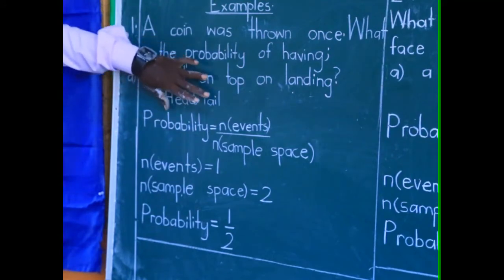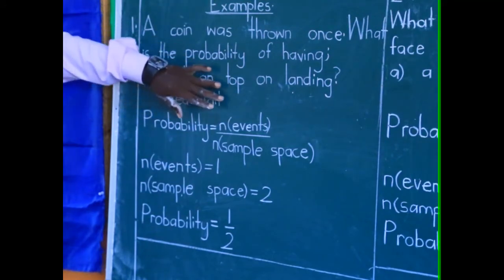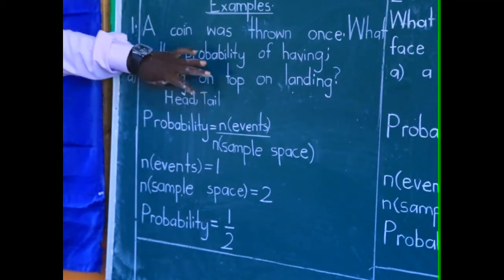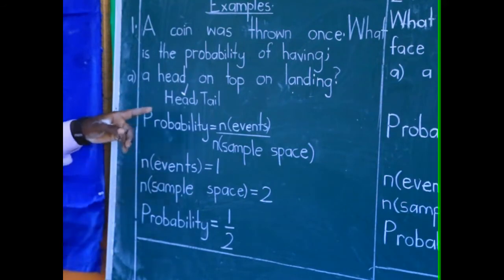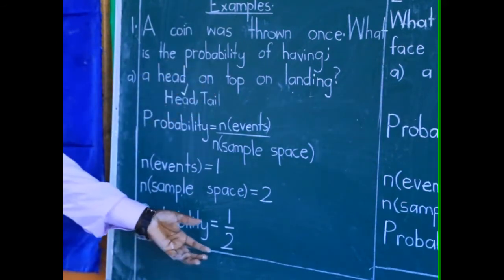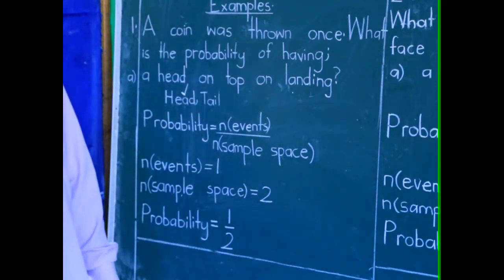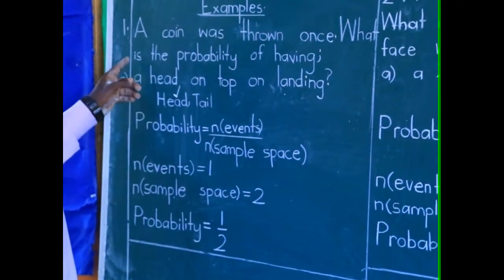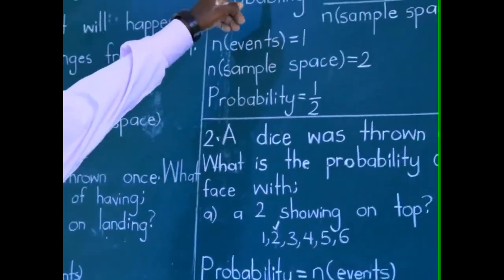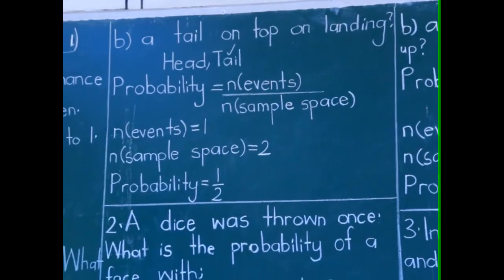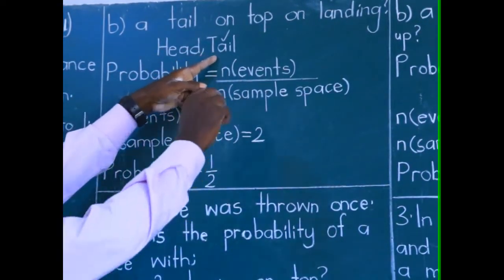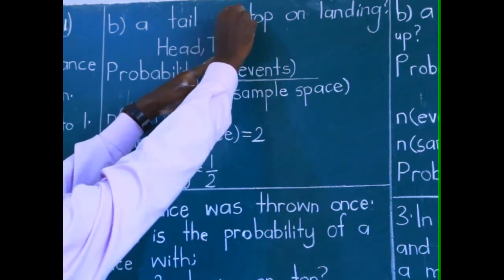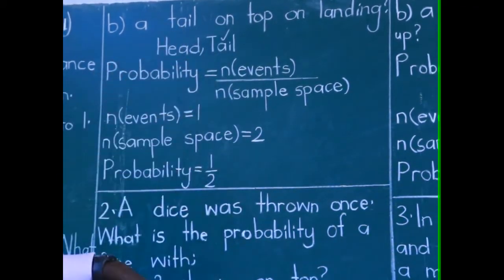Please show all the total chances. Here I've got a head and tail, and then identify the head as the question suggests, then tick and say it is 1 of the 2. So the answer is a half, and that's all. Likewise, they can ask you what's the probability of having a tail on top on landing.